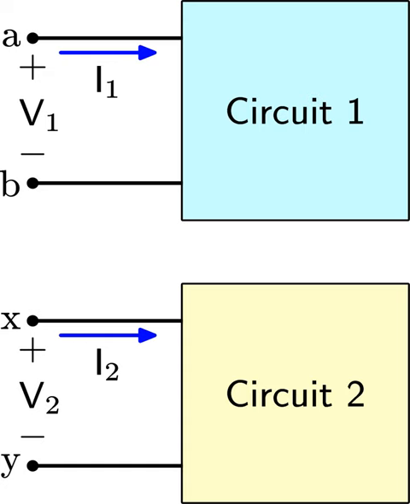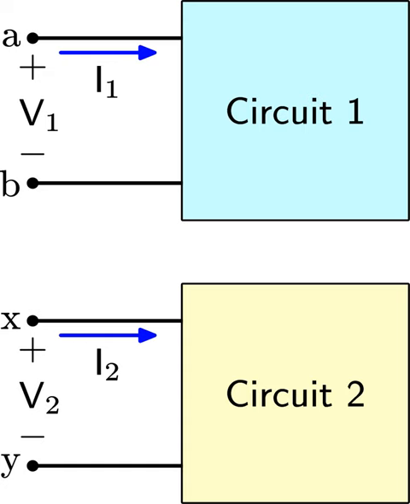Topic: Impedances in series and in parallel. Any two-terminal network of impedances can eventually be reduced to a single impedance by successive applications of impedances in series or impedances in parallel.